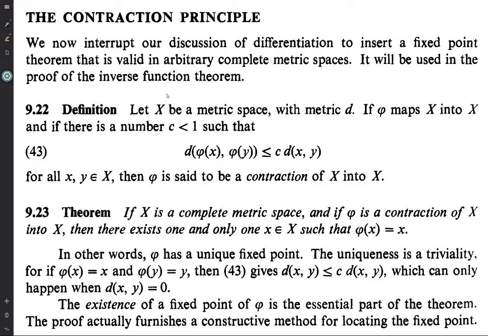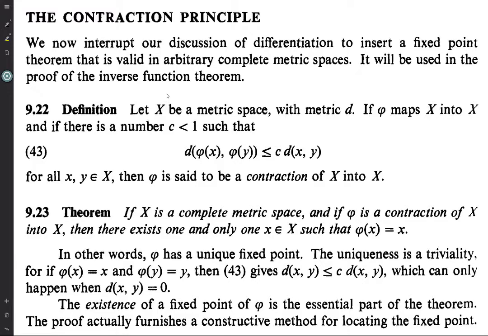So the distance between x and y is less than or equal to c times the distance between x and y, and since c is a number which is strictly less than 1, this can only be true if the distance between x and y is 0. Because otherwise you're saying that some positive number is less than or equal to this positive number times a constant which is strictly less than 1, which can't happen. Alright, so the uniqueness is pretty straightforward.